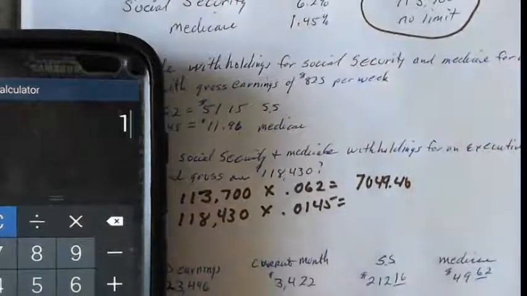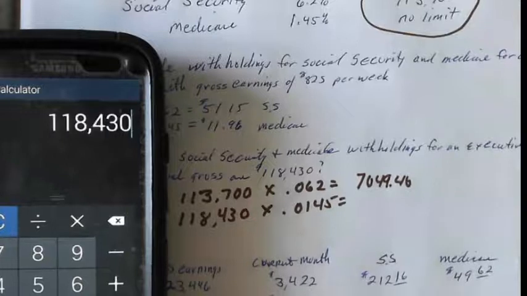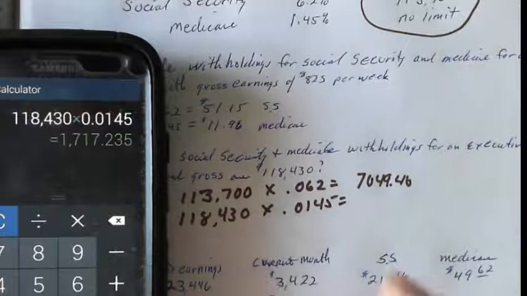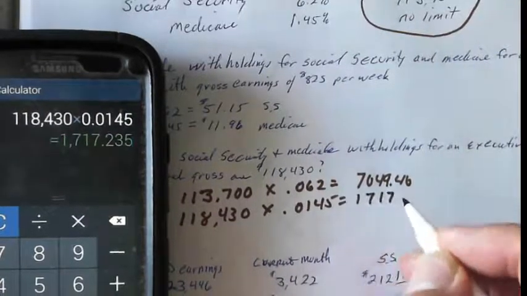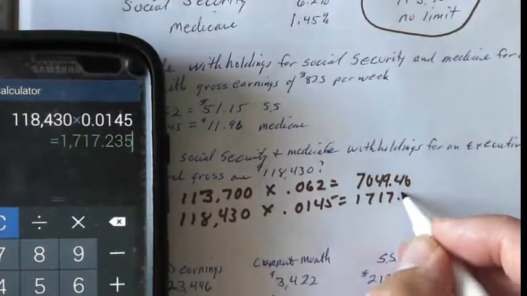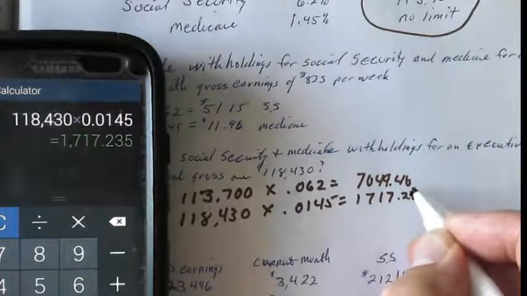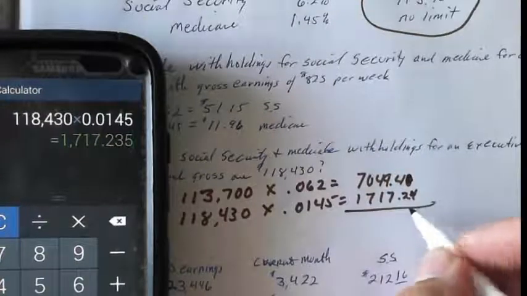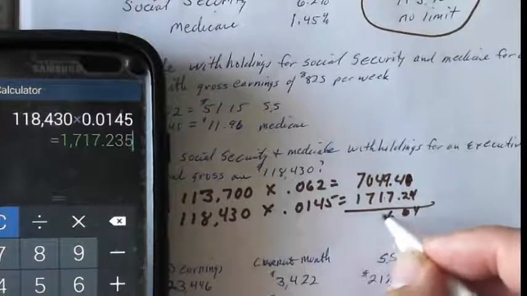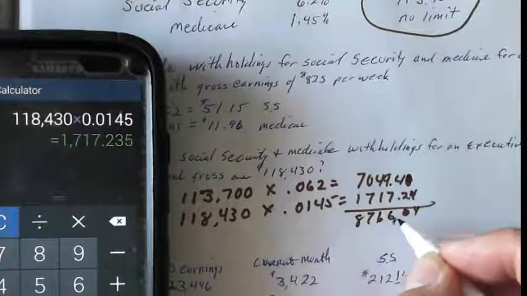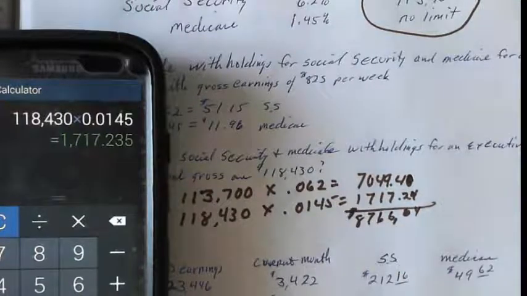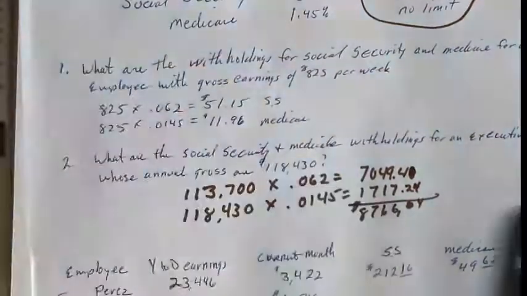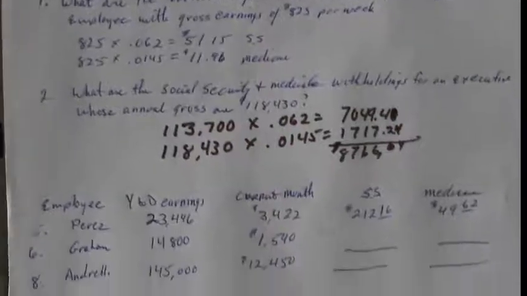And then the $118,430 for his full amount times 0.0145 is $1,717, and they're going to round up. The government's always going to want that extra half penny, so they're always going to round up there, and then they just simply add these two up for $8,766.78. Okay, it's pretty straightforward, nothing fancy here. Just remember to read the section, because those are the little nuances that help you do the chapter.